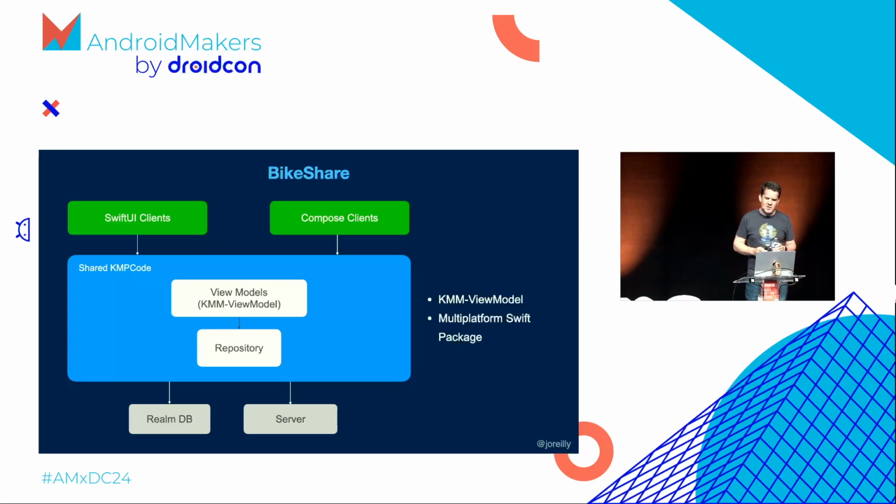Again, the high-level architecture diagram. In this case here, we're using KMMViewModel for our shared view model, using Ktor to retrieve the data from the back end, and then persisting it locally using the Realm Kotlin library. And we'll be talking in this section a little bit about KMMViewModel, and also a plugin for generating Swift packages from shared KMP code.